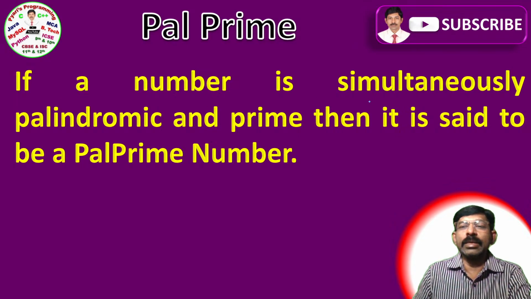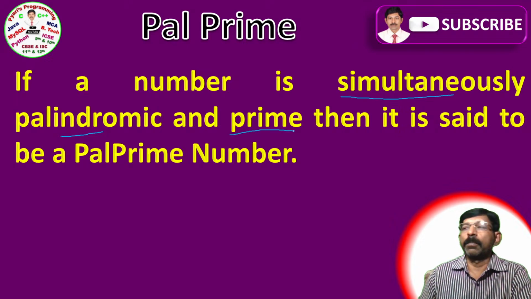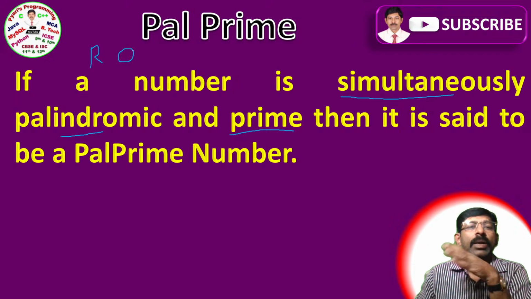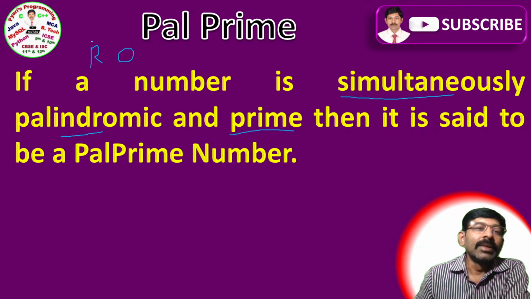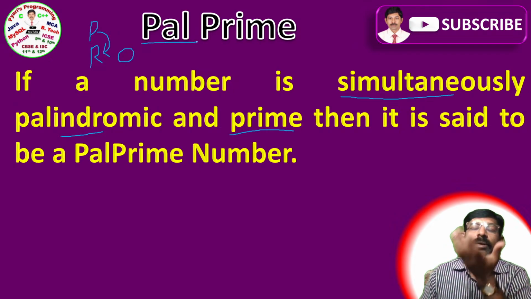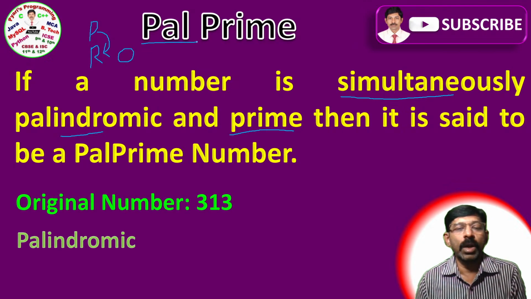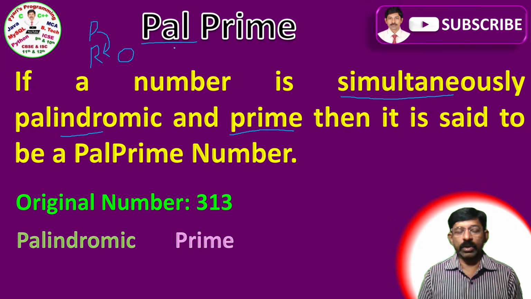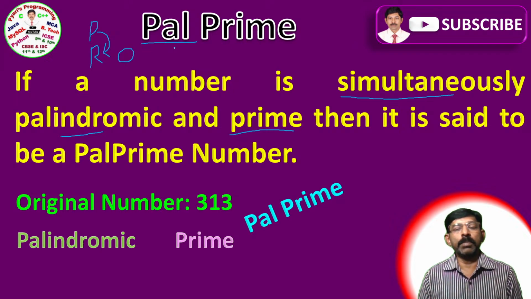If a number is simultaneously palindromic as well as prime, then it is called pul prime. Now in case of twisted prime, reverse is prime, original is prime. Now what exactly is it saying, beta? If it is palindrome, for palindrome also we need reverse. That means my logic for pul prime lies within the same program that we did earlier. Original number 313 is palindromic, because its reverse is again 313, and 313 is prime. So hence it is pul prime.